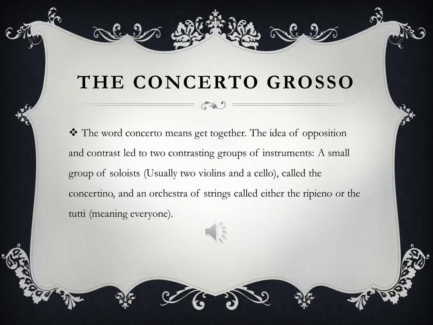The Concerto Grosso. I'll play this one again while I'm talking. The word concerto means get together. The idea of opposition and contrast led to 2 contrasting groups of instruments. A small group of soloists, which was usually 2 violins and a cello, called the concertino, and an orchestra of strings called either the ripieno or the tutti, meaning everyone.